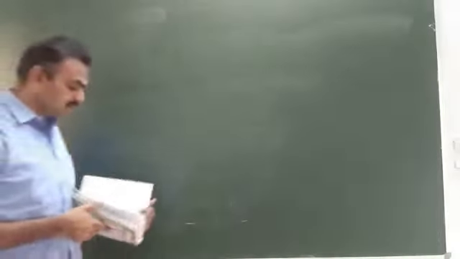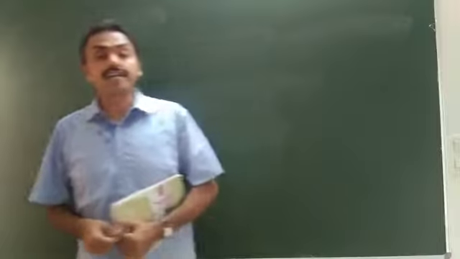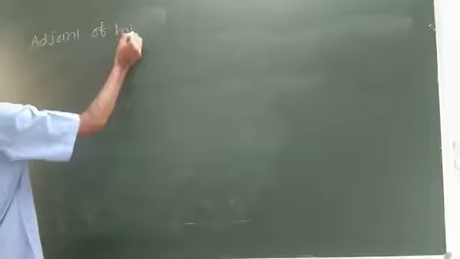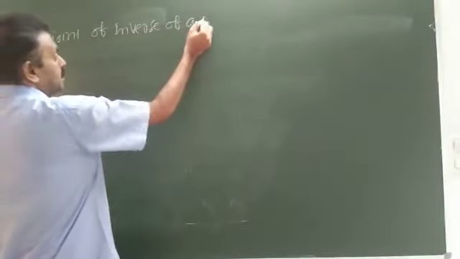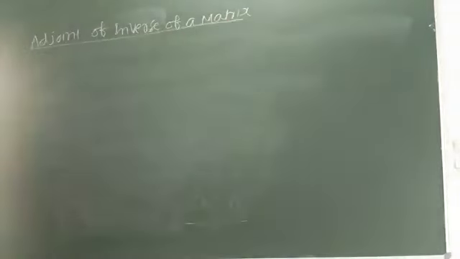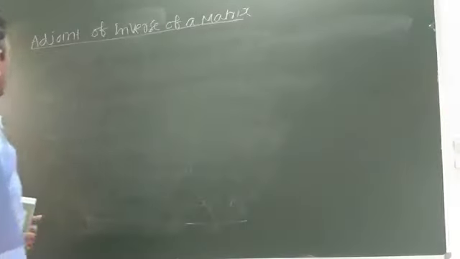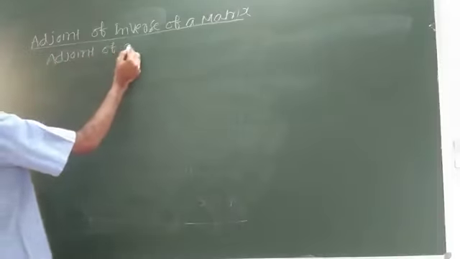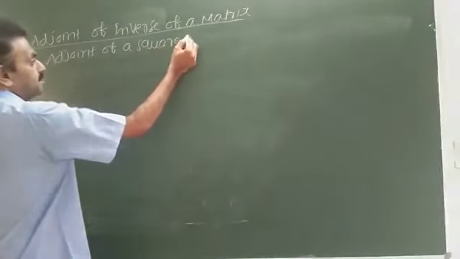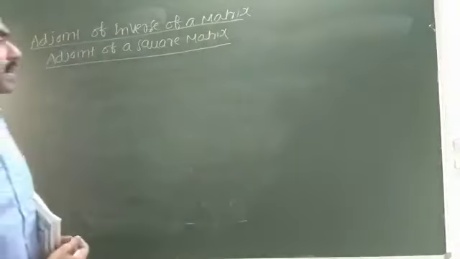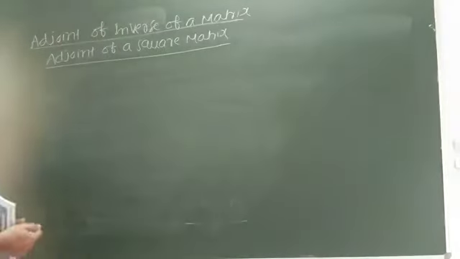Students, now comes the important topic called adjoint and inverse of a matrix. So please write the headline: adjoint and inverse of a matrix. This is one of the important concepts. Please understand, let us start with the adjoint of a square matrix. This is the first concept. The topic name is adjoint and inverse of a matrix, and in that we are going to discuss the adjoint of a square matrix.